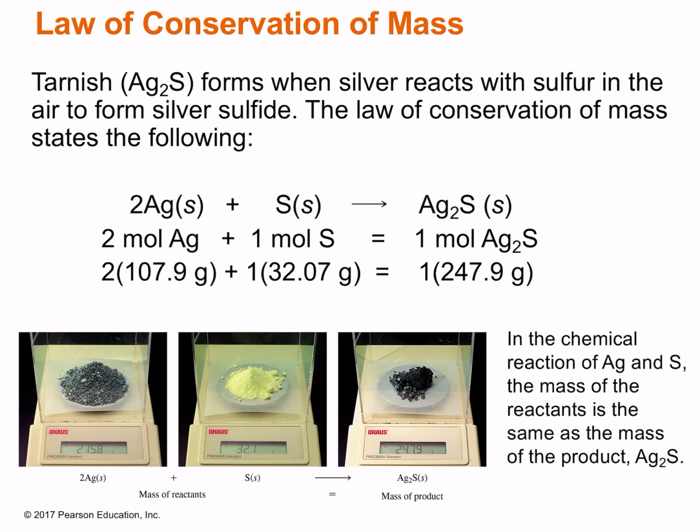So here's an example of this, the law of conservation of mass. Tarnish, silver sulfide, forms when silver reacts with sulfur that's floating around in the air to form silver sulfide. So here's our reaction that we've written above. If you've already watched the second video from Chapter 8, then writing this reaction will make sense. If you haven't watched the second video from Chapter 8, that's okay. I know we're doing things a little bit out of order.